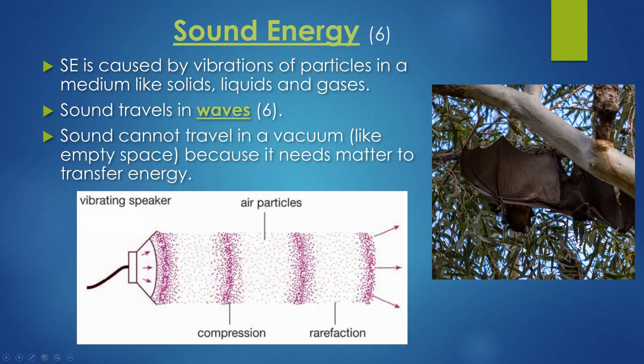Let's go back to the bat. Echolocation. That's how they use sound energy. At night time when they can't see where they're going, they use echolocation to see where they're going, but they see using their ears.